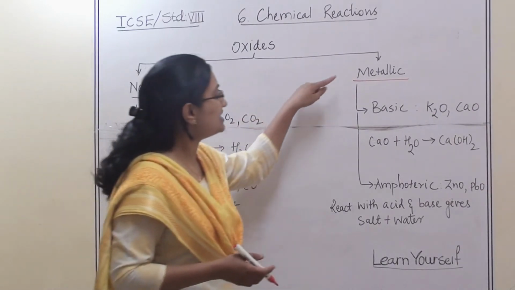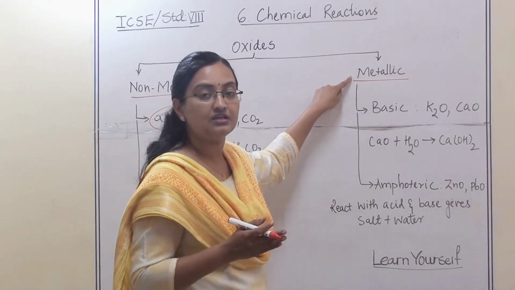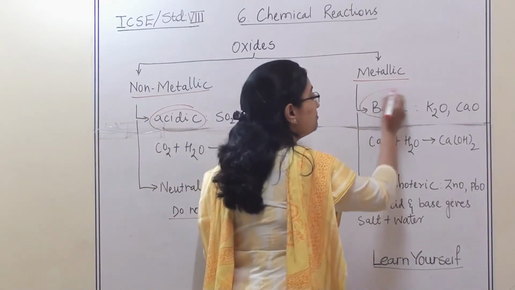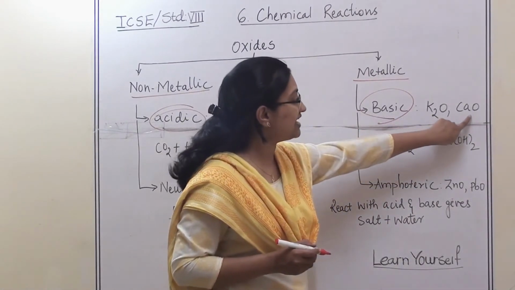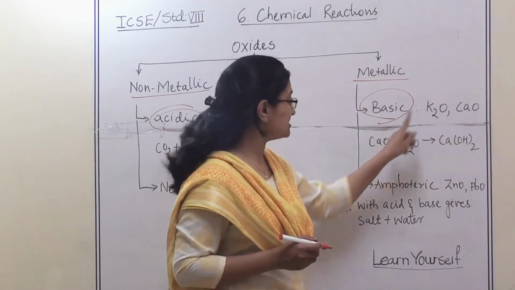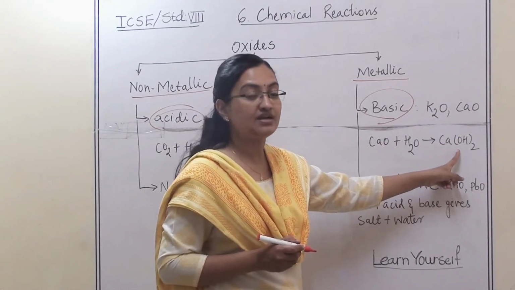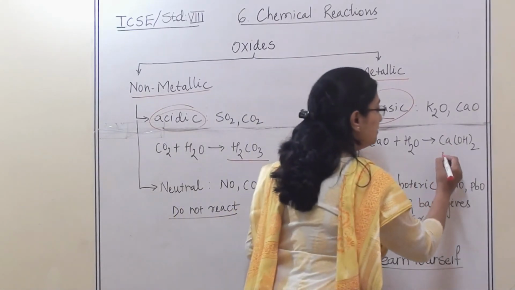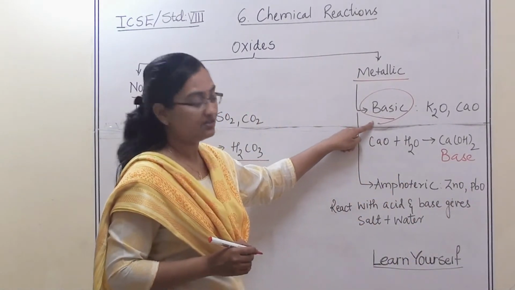Now let us see the metallic oxide. When a metal reacts with oxygen, it generates a metallic oxide. Metallic oxides are basic. For example, potassium oxide and calcium oxide. When we mix this oxide with water, we will get a basic medium. This is calcium hydroxide and this is a base. So that's why they are basic in nature.